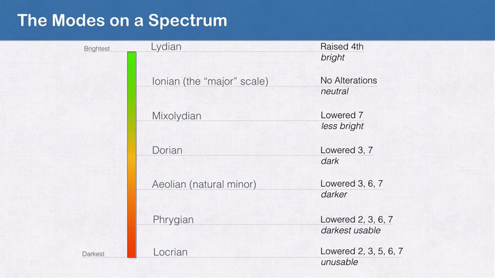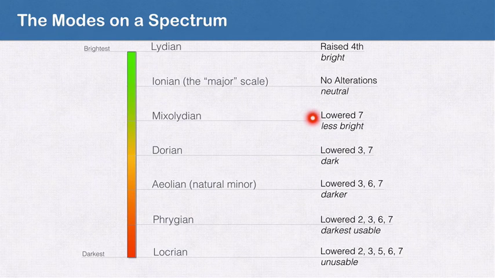So this chart here does show you the modes on a spectrum from brightest to darkest, and you'll see that Lydian is really the brightest, and that's because compared to Ionian, it has that raised fourth note. And that's the only mode that has a raised note. The other ones all have these lowered notes, as you see here.